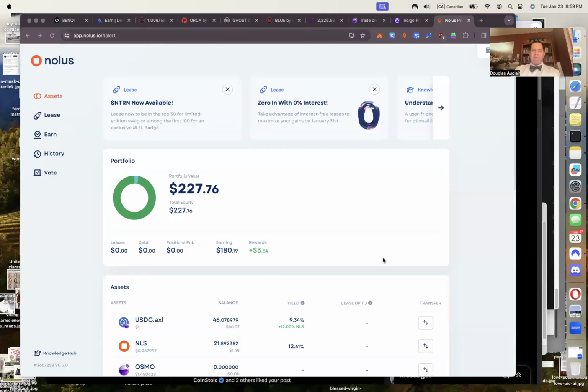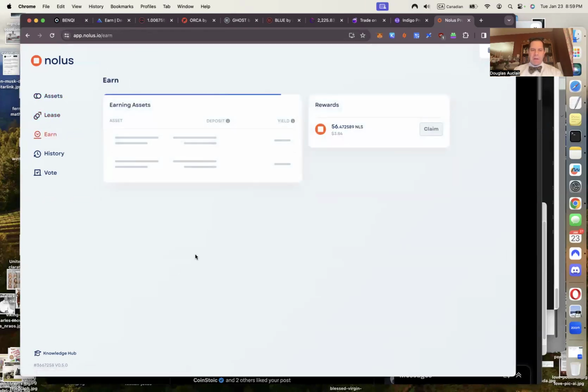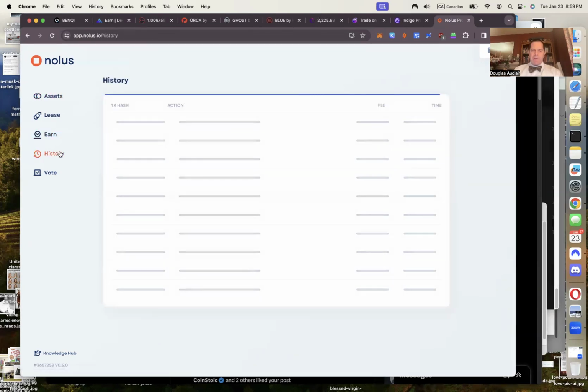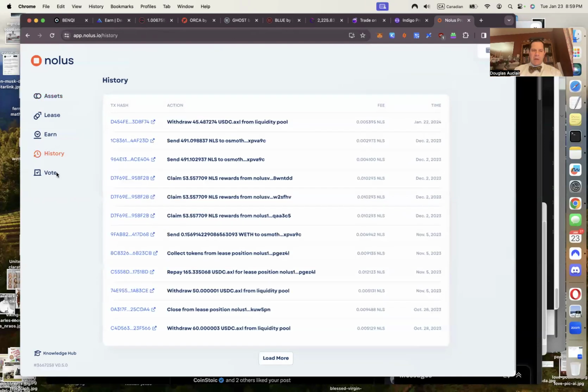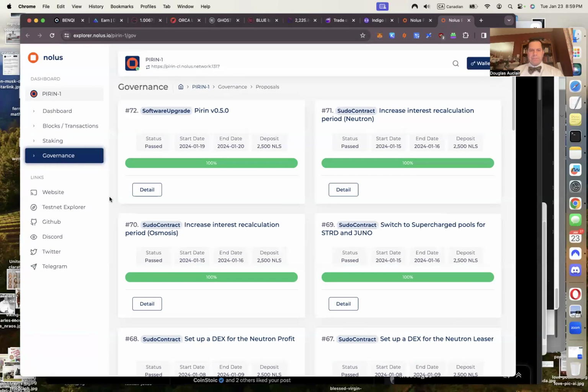Okay, first of all, the Nolus protocol. The Nolus protocol has a series of pages: assets, leases for leasing assets, which shows you nothing until you get into the leasing of it; earning, where you can earn off of deposits that you make of Axelar USDC and the Nolus token itself, NLS; history of your transactions; and voting on anything within the protocol.